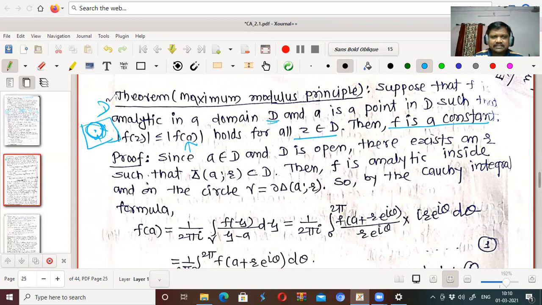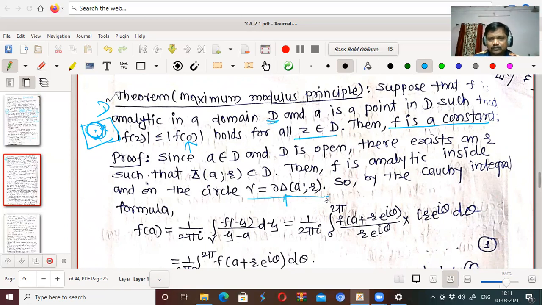Then F is analytic inside and on the circle gamma, which is the boundary of this disk having center at A and radius R. As we have given, F is analytic in the whole of D. So if I take a disk in that D, then F is analytic on the disk as well as inside the disk, and only the boundary we have taken. So F is analytic on this circle gamma, which is the boundary of this disk whose center is at A and radius R.